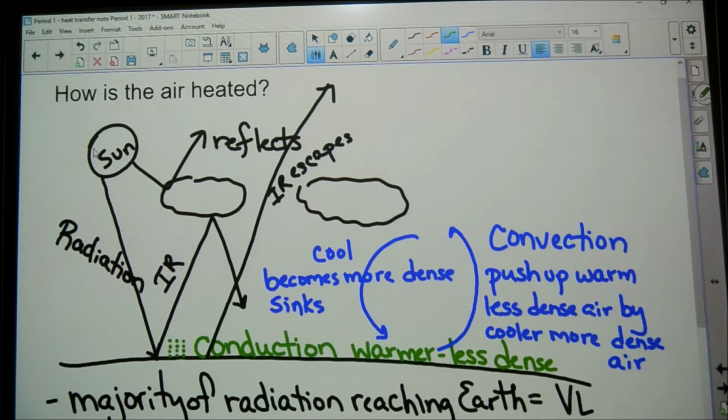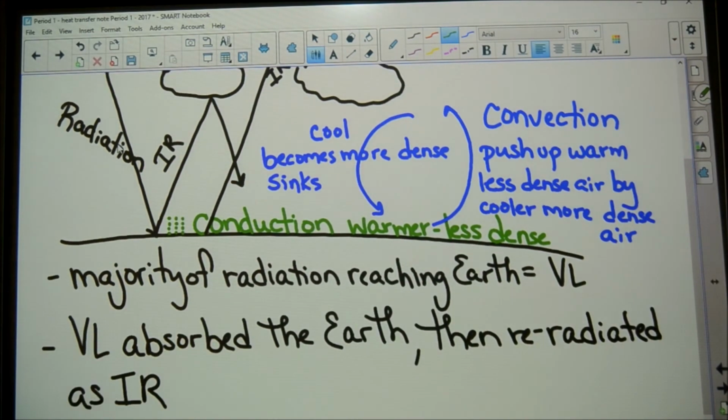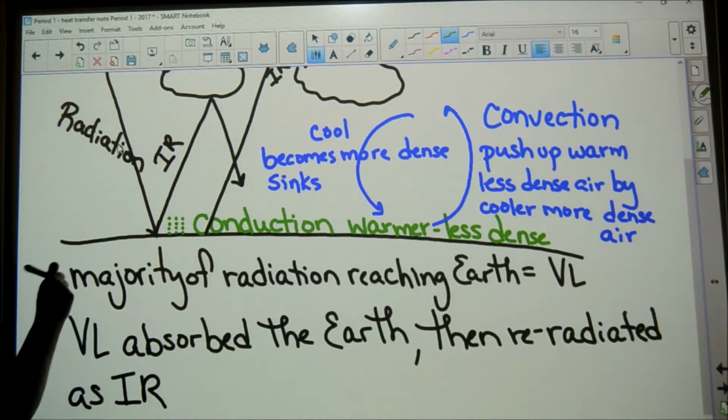Alright, how is air actually heated? Here's the sun. The sun radiates heat energy. That actually gets absorbed by the ground or buildings or whatever is out there, trees. Remember, the majority of the radiation reaching the earth is visible light. That gets re-radiated as infrared. It's going to heat up the air above it molecule by molecule, by conduction.